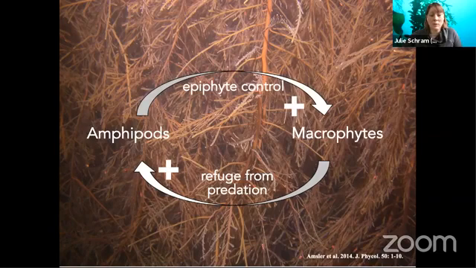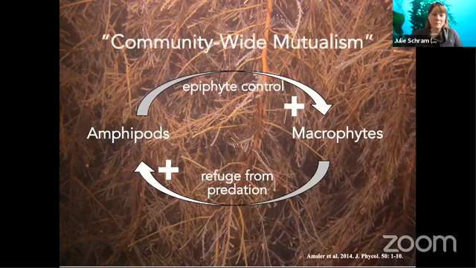Even in the summertime, the vast majority of these big seaweeds are free of epiphytes. They just don't have any epiphytic diatoms or filamentous algae growing on them. It's thought that these amphipods are the ones that are keeping that down. So the macrophytes and the amphipods are getting a benefit from this association, and this has been termed a community-wide mutualism that is important for this region.